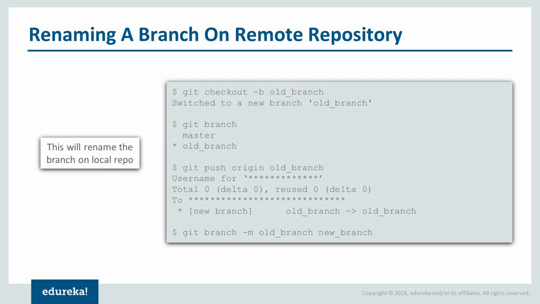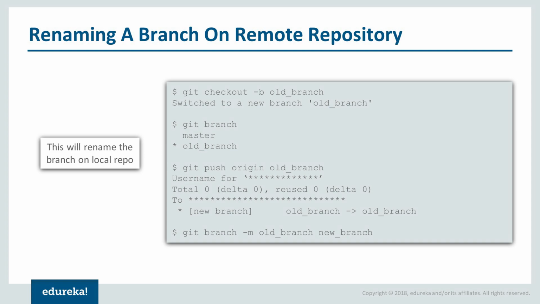So this whole single step can be broken down into two. Number one, we create a branch with git branch old branch, and number two, we switch to the old branch using git checkout old branch. But this single command will do both things. It will create a new branch and then switch to it.